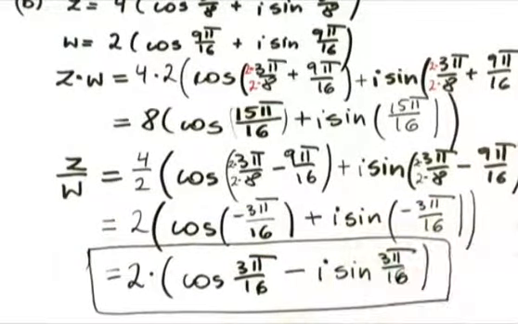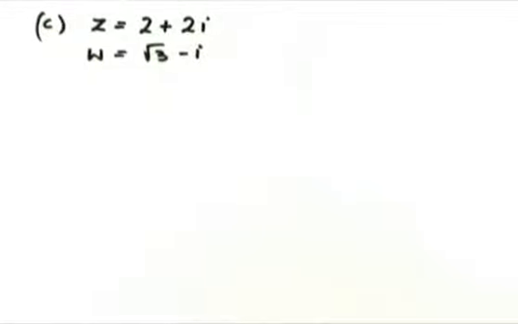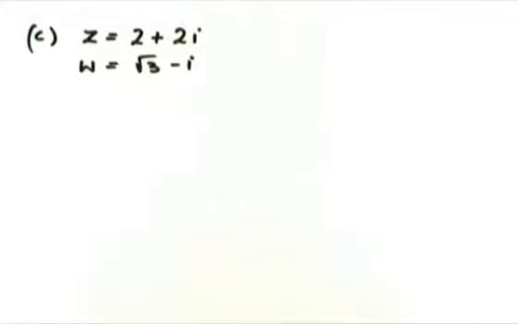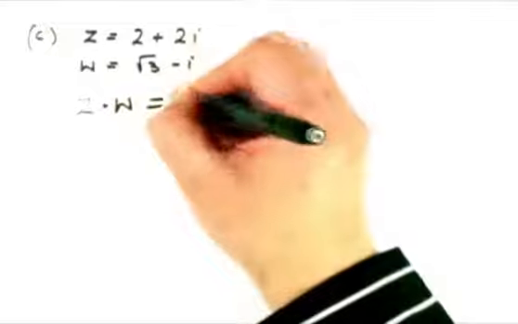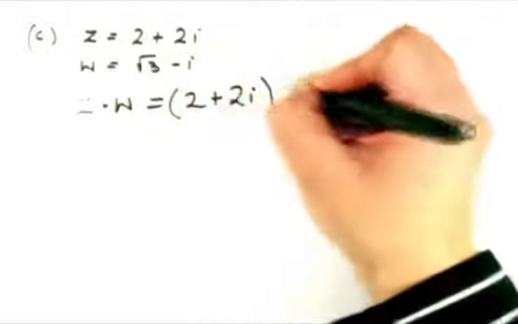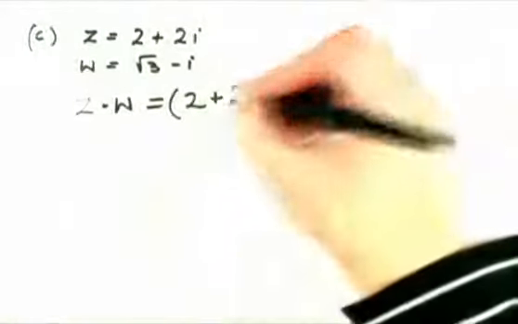Then we multiply in polar form. How about if we have example C? We still want to find z times w and z divided by w, but this is in rectangular form. I don't have theta, I don't have cos theta, sine theta. So if we need to multiply them, we just go straight ahead. z times w, 2 plus 2i times root 3 minus i. We FOIL it. We need to FOIL this.